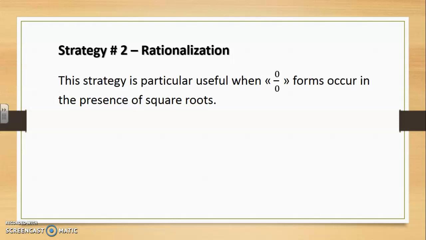Strategy number 2 will involve rationalization. This strategy is particularly useful when 0 over 0 forms occur in the presence of square roots. As opposed to polynomials where factoring is easy, square roots may require some more elaborate techniques in order to find common factors.